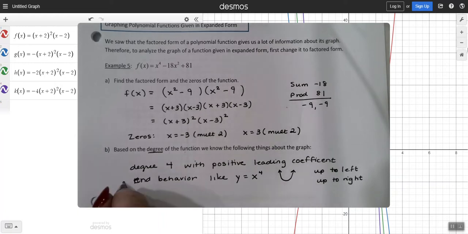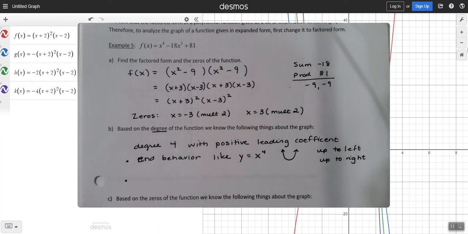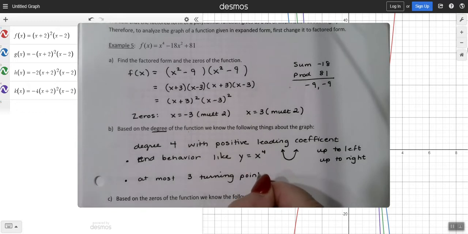The other thing that we can tell based on the degree is the maximum number of turning points. One less than the degree would be 3, so we have at most 3 turning points. All right, so that's based on the degree.